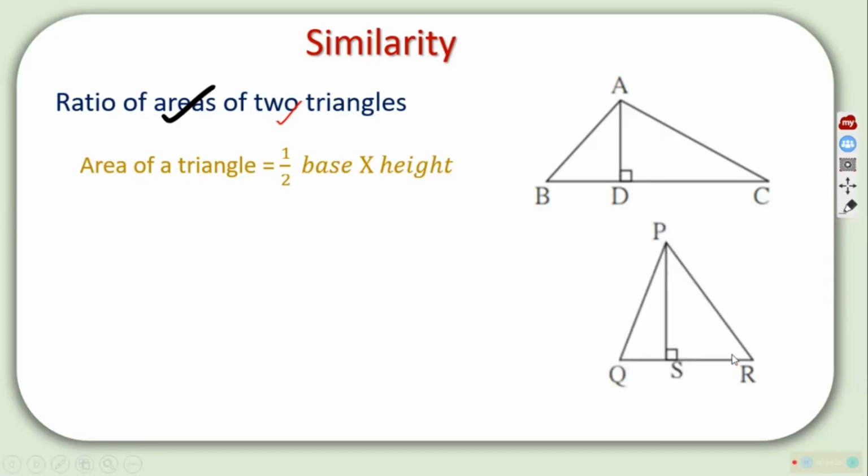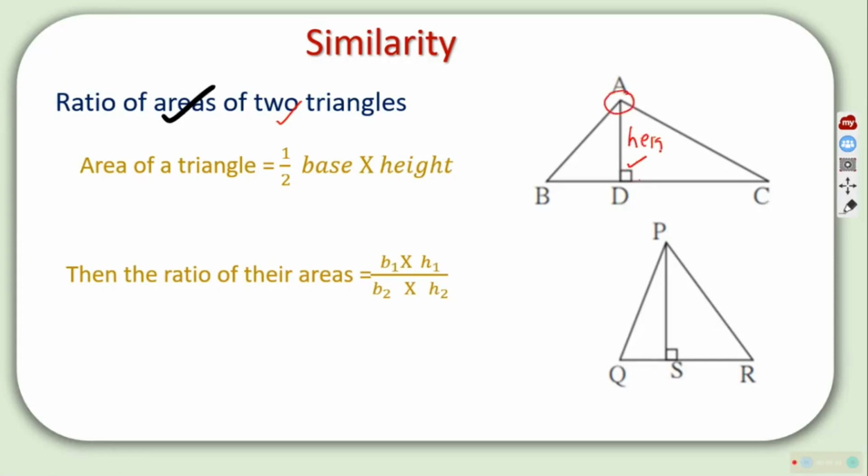Here, one triangle is ABC, other one is PQR. And another peculiarity that the height is shown here. How I know that it is height? A perpendicular drawn from one side to the opposite vertex is the height of the triangle. Right? Now here, this is the height of this triangle. And this is the base of the triangle. This is the base of the triangle. Okay, so we have this with us.